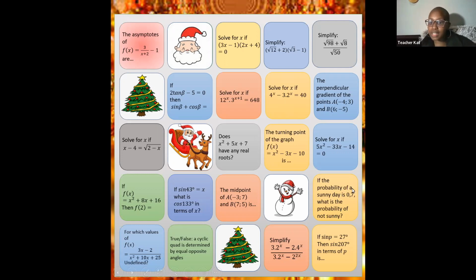If the probability of a sunny day is 0.7, what is the probability of not sunny? Guys, this one is about 30 seconds. What's the probability of not sunny? You only have two options. You are either sunny or you are not sunny. Rona says 0.3. Debucheng also says 0.3. Nantia says 0.3. What do we think? Bonolo agrees.